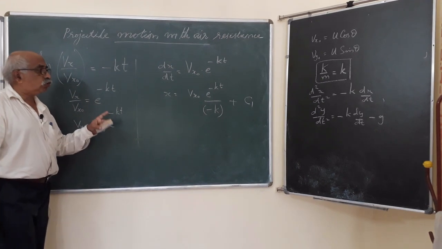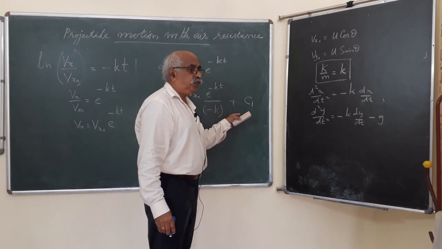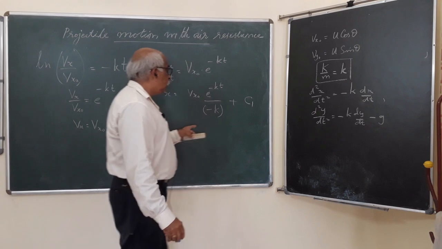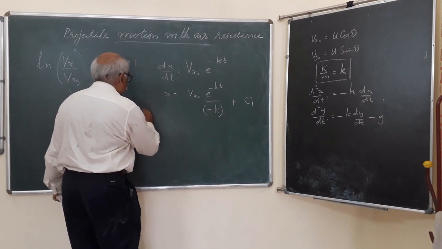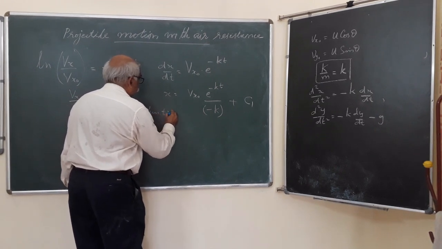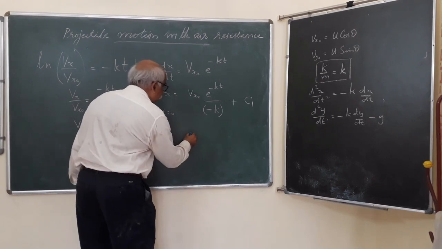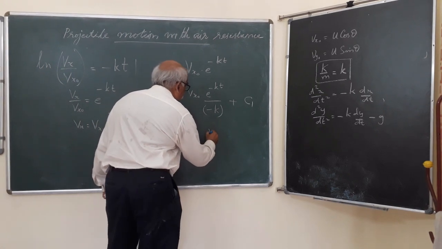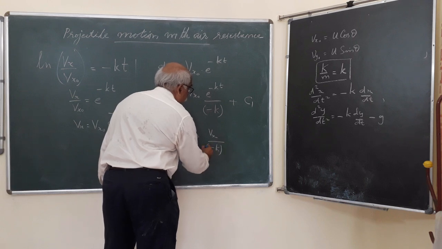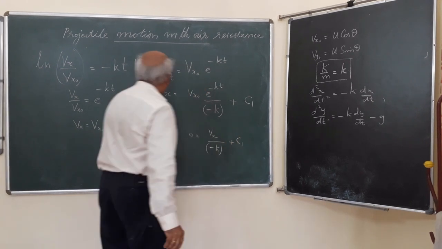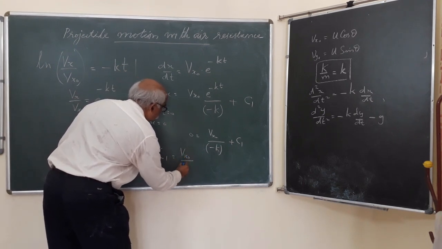Again, we can evaluate this constant of integration by applying the initial condition to this equation. The initial condition is when t is equal to 0, x is equal to 0. With that, we get 0 is equal to Vx0 divided by minus k plus C1, or C1 is equal to Vx0 by k.